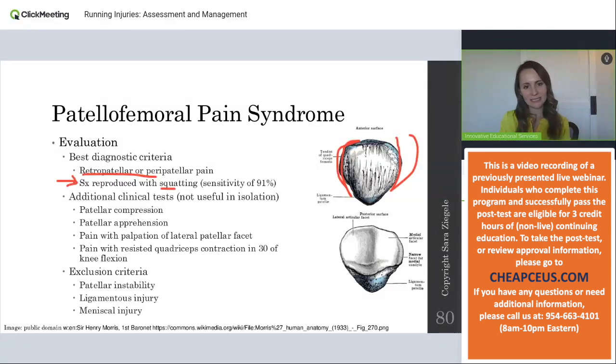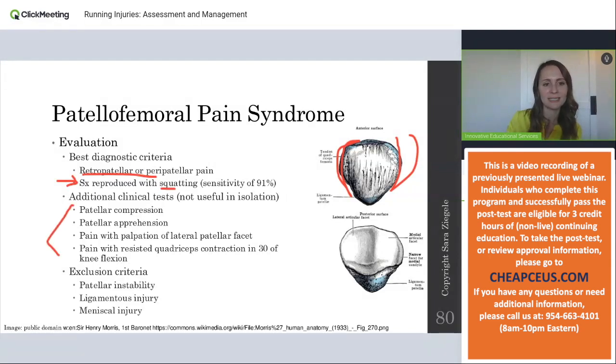In the research, it shows that there's a sensitivity of 91%. So if someone can squat and doesn't hurt, there's that 90% chance you can rule it out. It doesn't necessarily have good specificity that if someone has pain with squatting, it is for sure patellofemoral pain syndrome. However, if they're negative, unlikely that this is the problem.